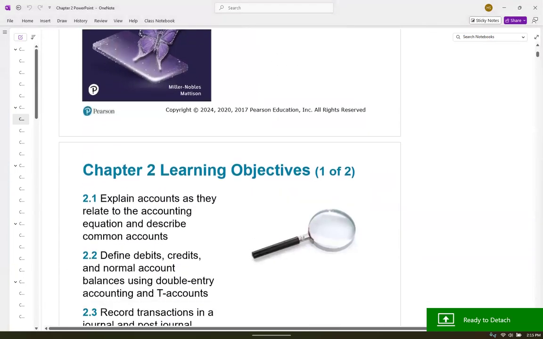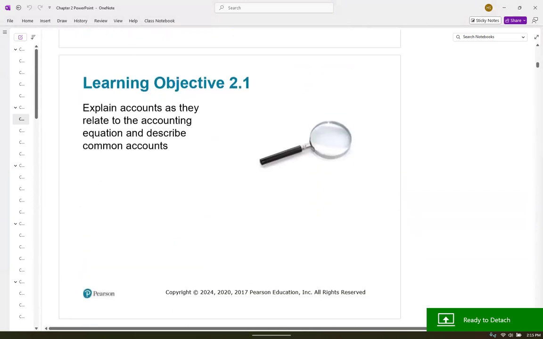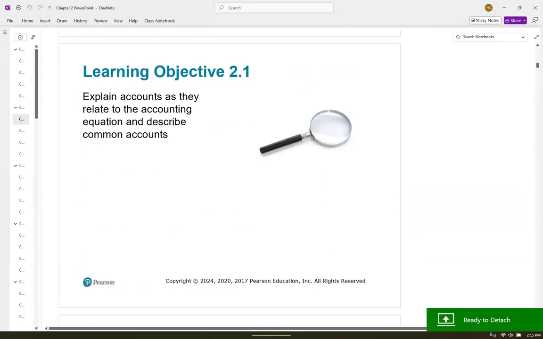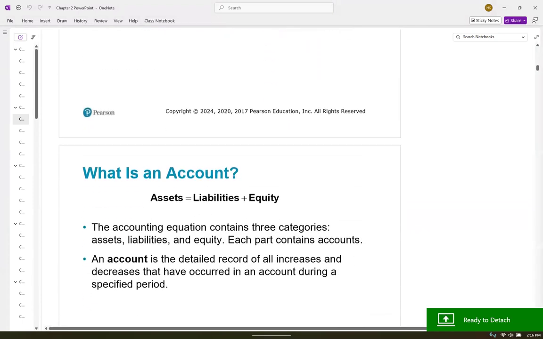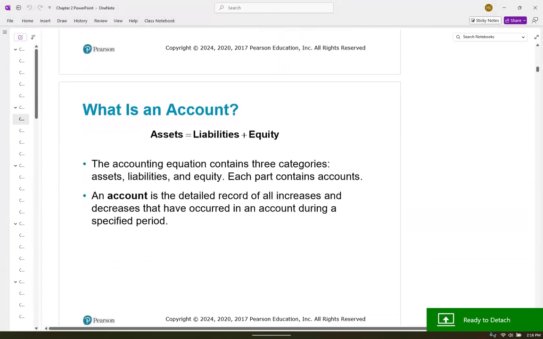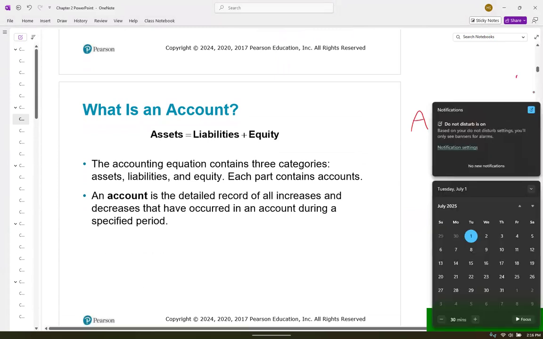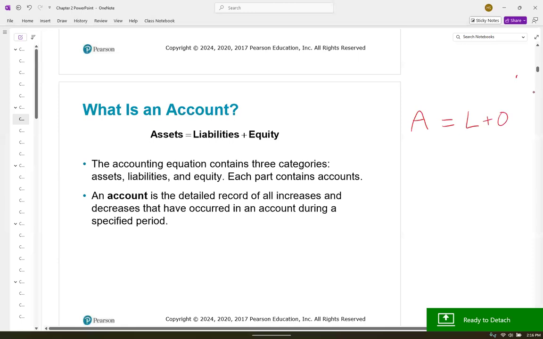So we are going to start learning about debits and credits, but let's look at our very first objective that we have here: to explain accounts as they relate to the accounting equation and describe some common accounts. So we have this accounting equation. We talked about this in chapter 1. You can abbreviate it. I will abbreviate it. Assets equal liabilities plus owner's equity.